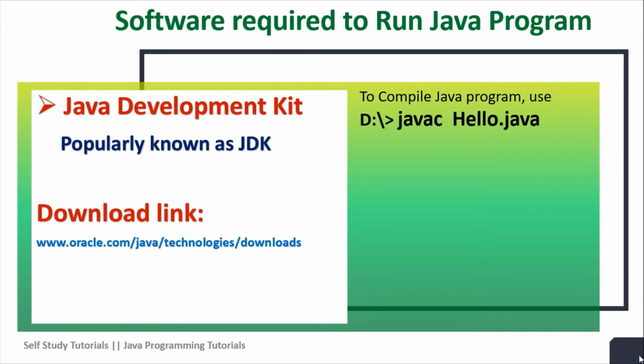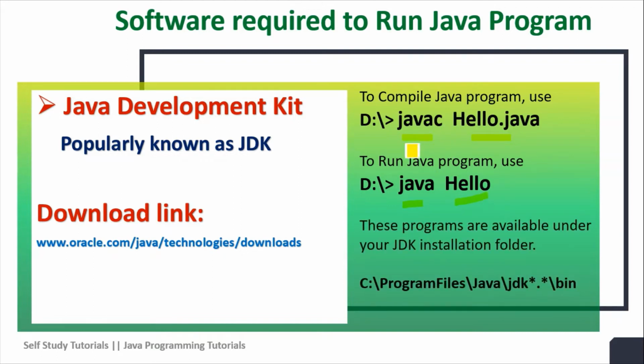To compile Java program, use javac followed by your source program name. To run your Java program, write Java followed by your class name. Now this javac and Java, these both are available under your JDK installation folder under bin directory.